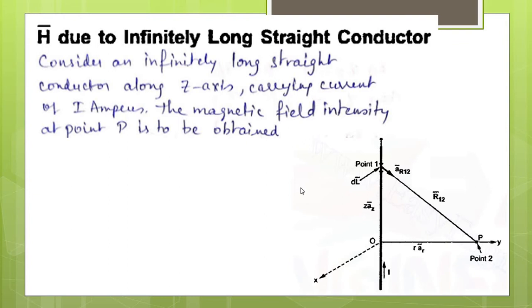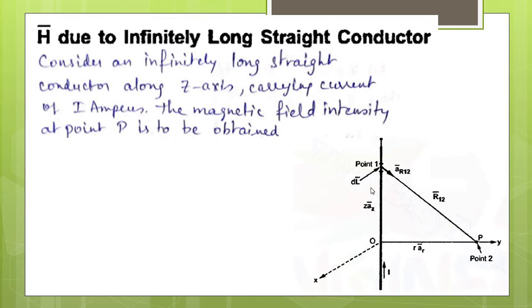First, we'll derive the expression for the magnetic field intensity due to an infinitely long straight conductor. Here we'll take an infinitely long straight conductor which is present along the z-axis. So this is the z-axis and the infinitely long straight conductor is present between minus z to plus z on the z-axis. It is carrying a current of I amperes. Here we need to calculate the magnetic field intensity at the point P. So P is at a distance of R from the origin or from this current carrying conductor.